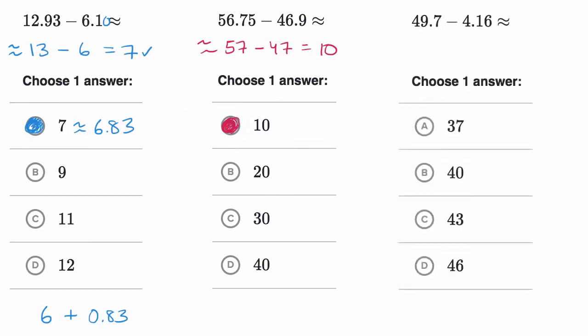Now let's do one more example. And I will write in purple. All right. So pause the video again. See if you can figure this out.